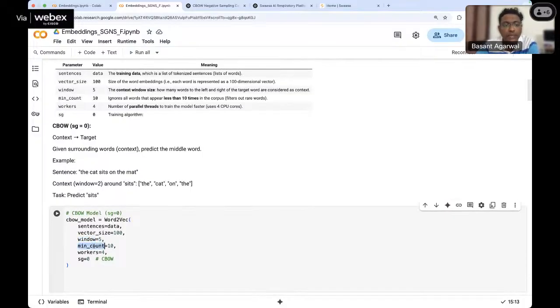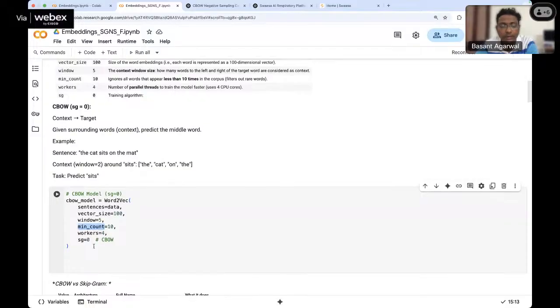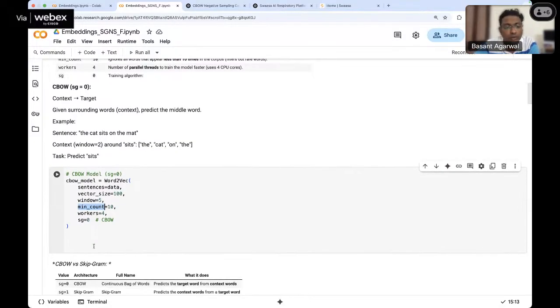Minimum count is a parameter we use to eliminate the words which are not frequent. So the words occurring fewer than 10 times will be ignored, because we will not be able to learn good representations for words which are not frequent. Their weights will not be updated as such, so that is not a good representation and we can remove them. And workers is just the computation part, how many parallel threads can be used for this.